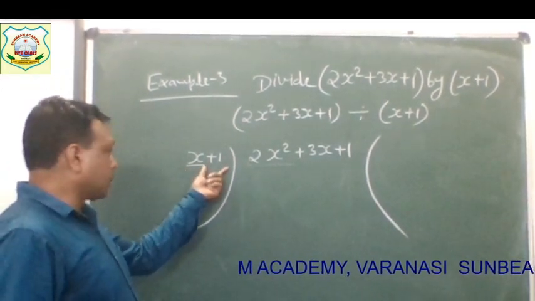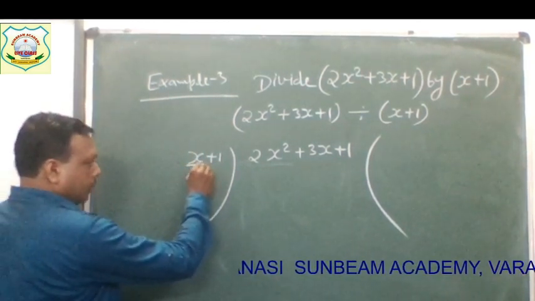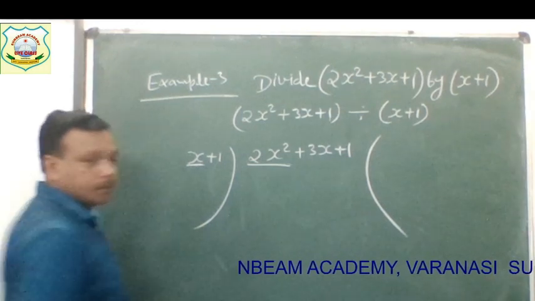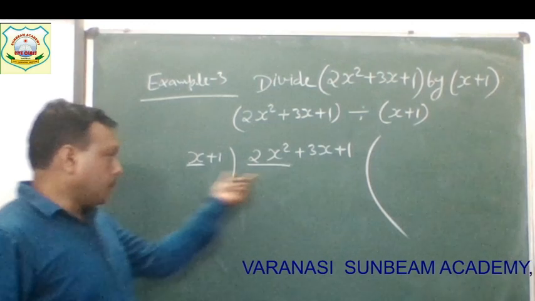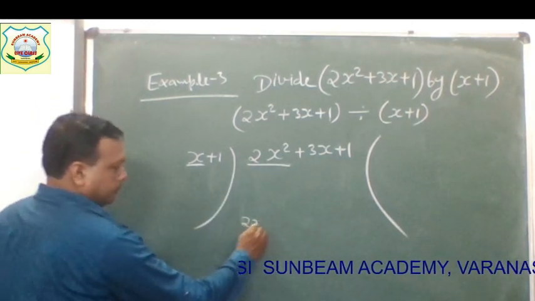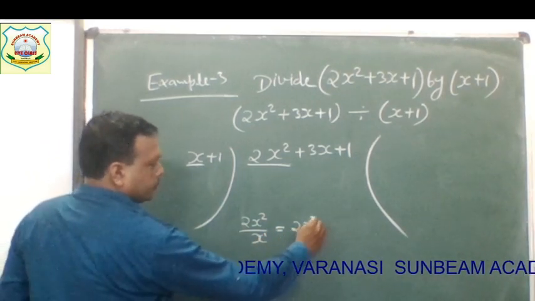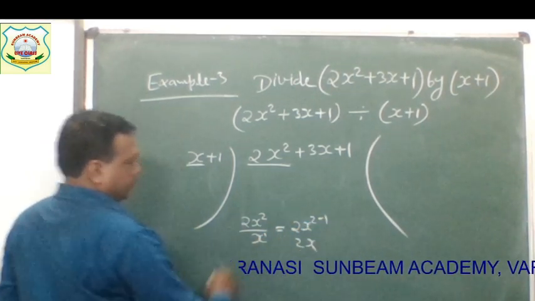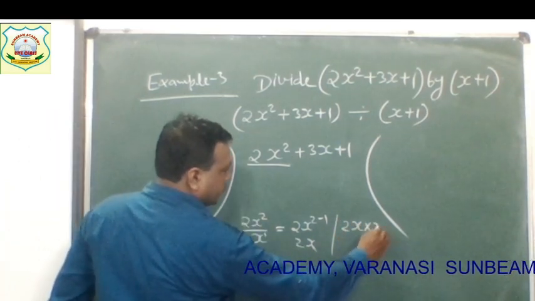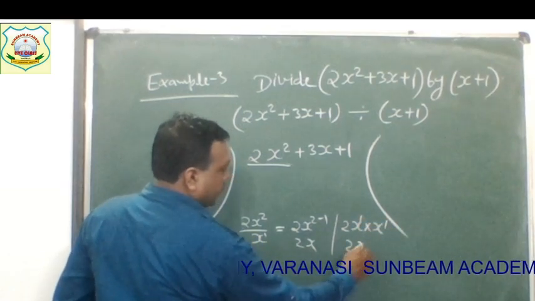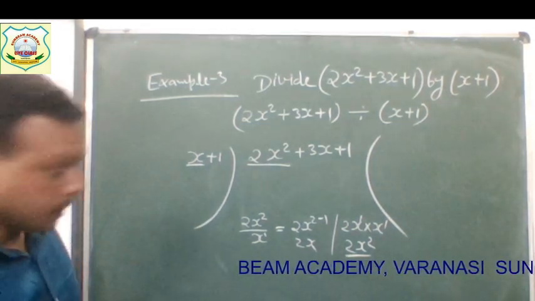x plus 1, 2x square plus 3x plus 1. Whatever we try with this value, it should equal this one. Means what we have to multiply in x so that the value comes to 2x square. So better in the rough, we divide 2x square upon x. This is 1. 2x will come. Clear? When 2x multiplies x, you can check also, 2x square will come. And this one is equal to this one, 2x square. So this way we will check.